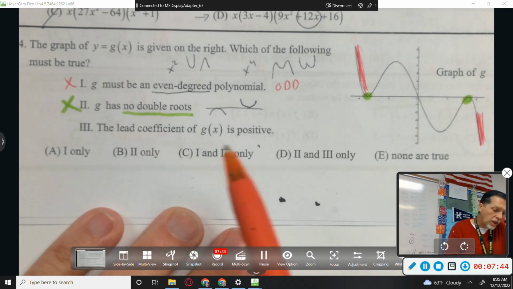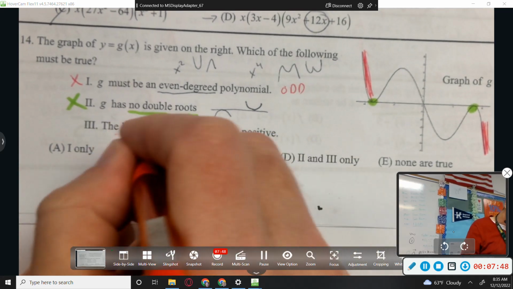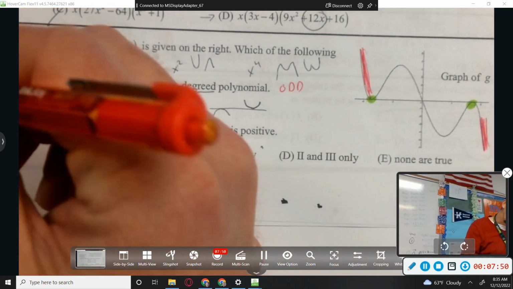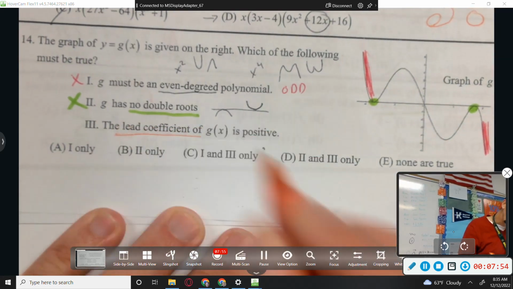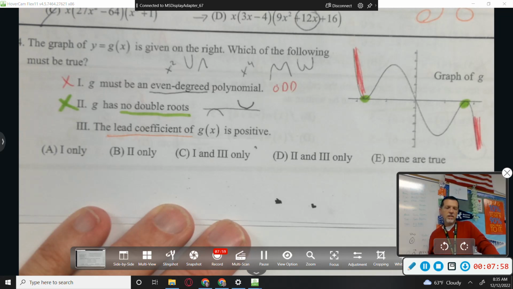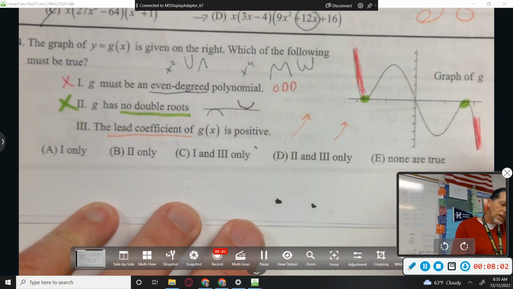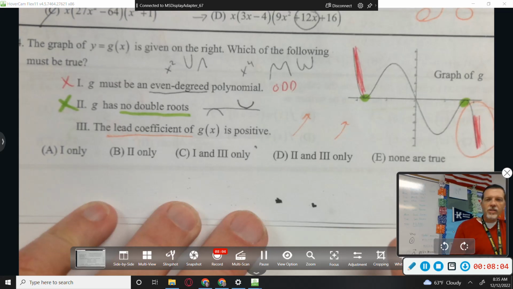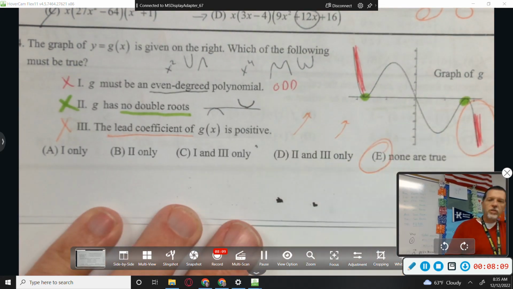Statement 3, the lead coefficient is positive. My trusty orange pen is almost dead. Lead coefficient is positive, yes or no? No. Right. Lead coefficient is what the right end is doing. The right end is going down. So that's not true. So none of those are true.